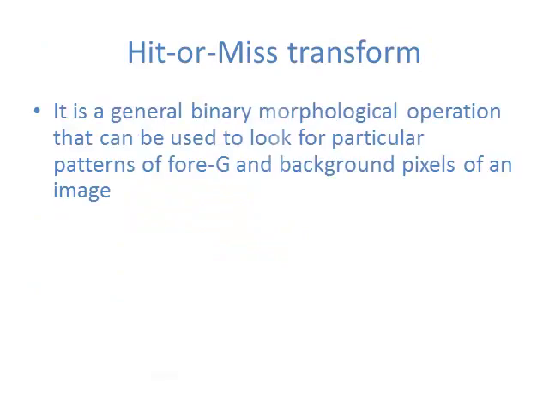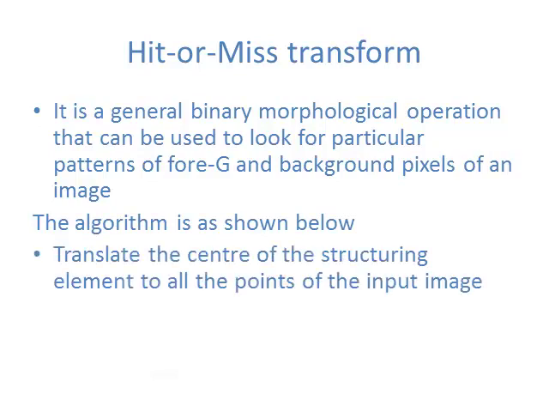Hit or miss transform. It is a general binary morphological operation that can be used to look for particular patterns of foreground and background pixels in an image. The algorithm is as shown.